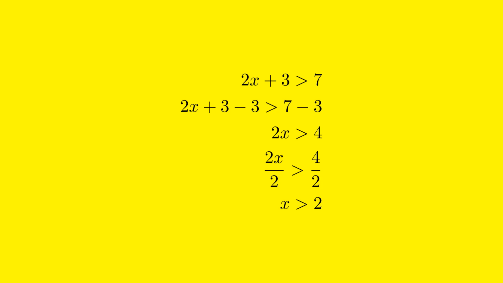This isn't a normal equation, but we're dealing with an inequality. However, when dealing with multiplication or division in an inequality, if you multiply or divide both sides by a positive number, the inequality sign stays the same. So to get the x by itself, we divide both sides by 2. 2x divided by 2 is greater than 4 divided by 2. After dividing each side by 2, our inequality simplifies to x > 2. Thus, the correct answer is x > 2.